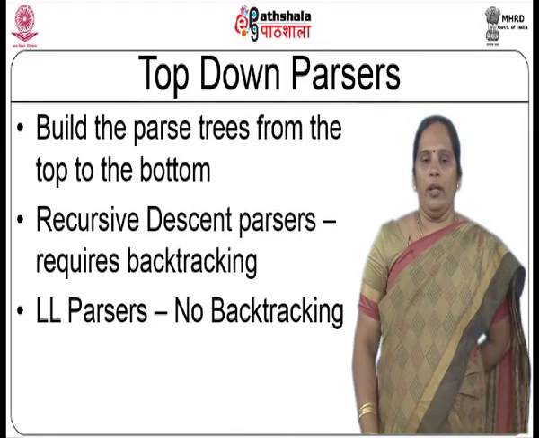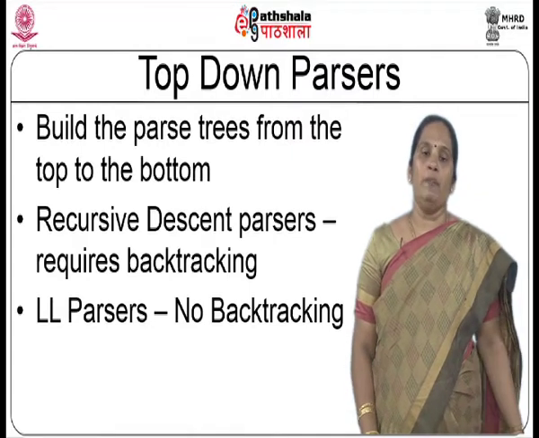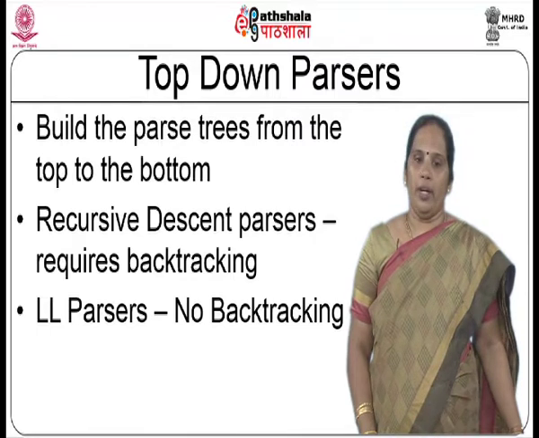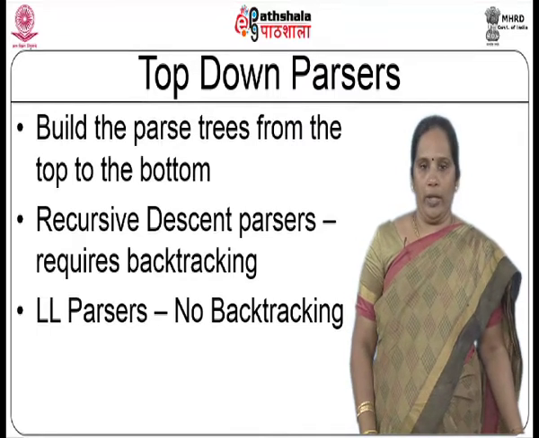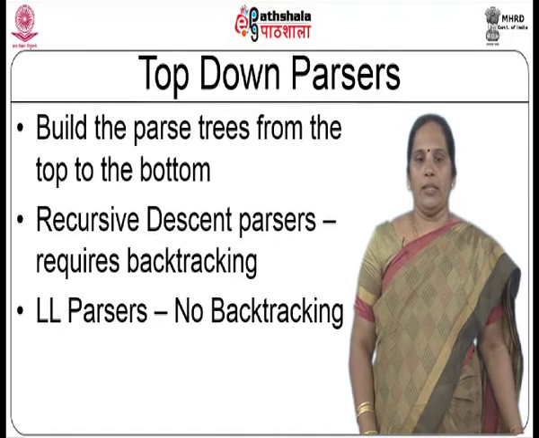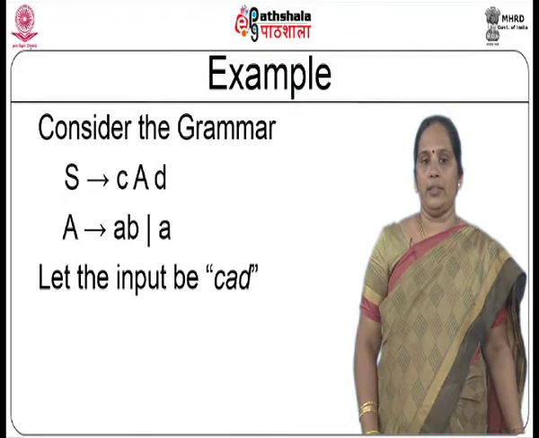There can be two types of top down parsers. One is a recursive descent parser, which requires backtracking. The other one is called the LL parsers, which requires no backtracking. This is the second variety of parsers. Before the third variety, let us just consider this grammar.